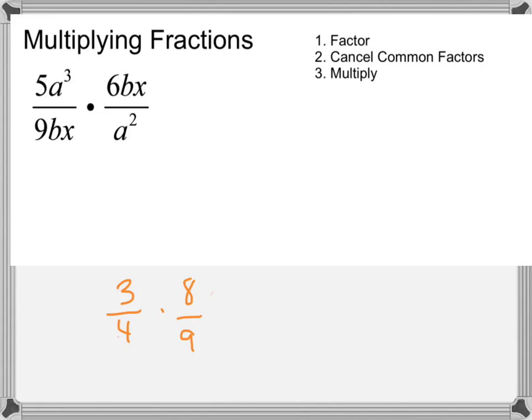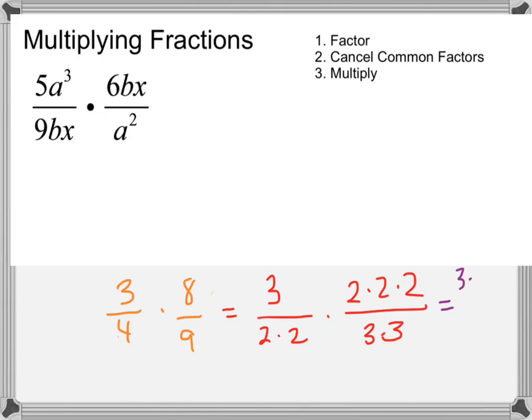So another way of thinking about this is factoring. 3 is already a prime number, but 4 can be factored into 2 times 2, and 8 can be factored into 2 times 2 times 2, and 9 can be factored into 3 times 3. So if I look at what I have for common factors, I can just cancel common factors as I see them, because the long way of doing it is, if I'm multiplying across, this whole thing would be 3 times 2 times 2 times 2 over 2 times 2 times 3 times 3.